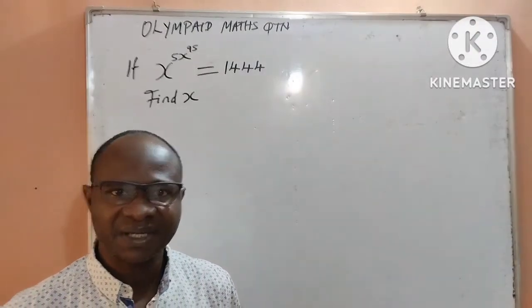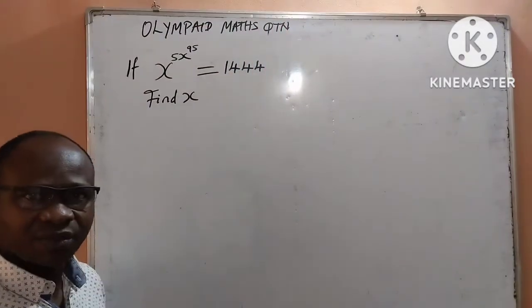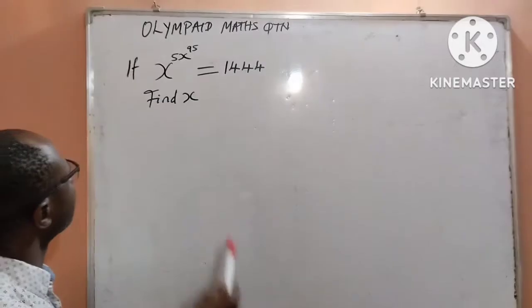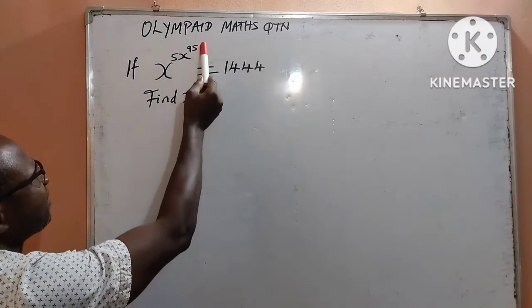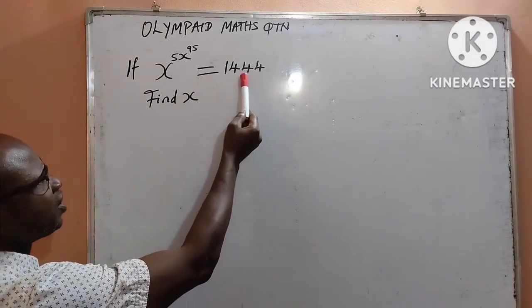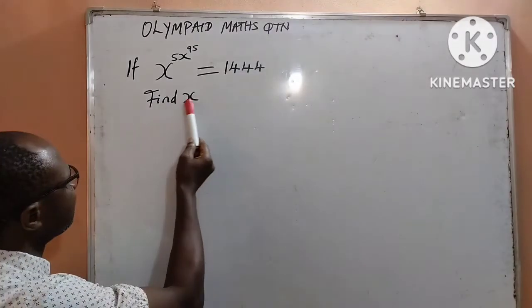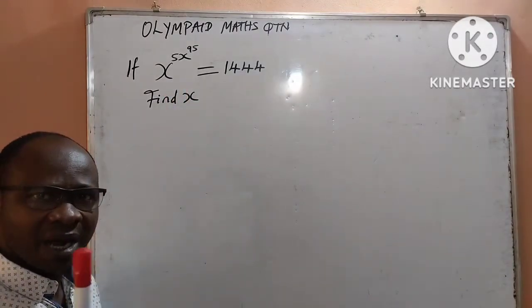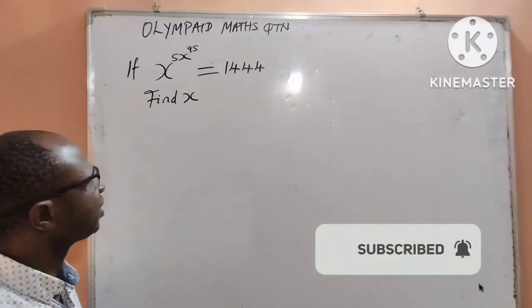In today's mathematics class, we shall be solving an Olympiad Mathematics question, where we are given that if x to the power of 5x to the power of 95 is equal to 1444, then we should find the value of x. I want you to watch this video to the end. You will definitely learn something.